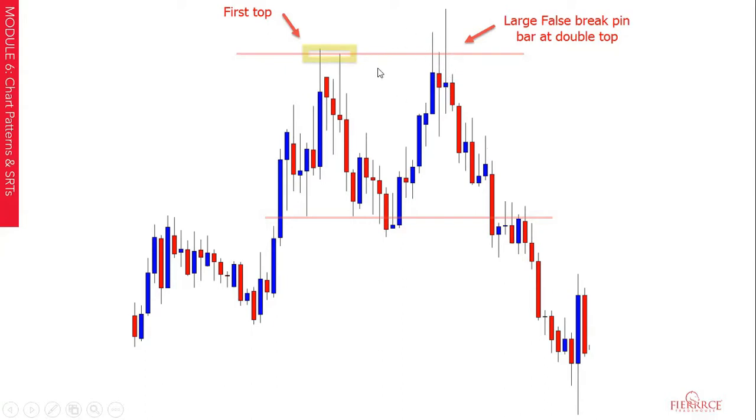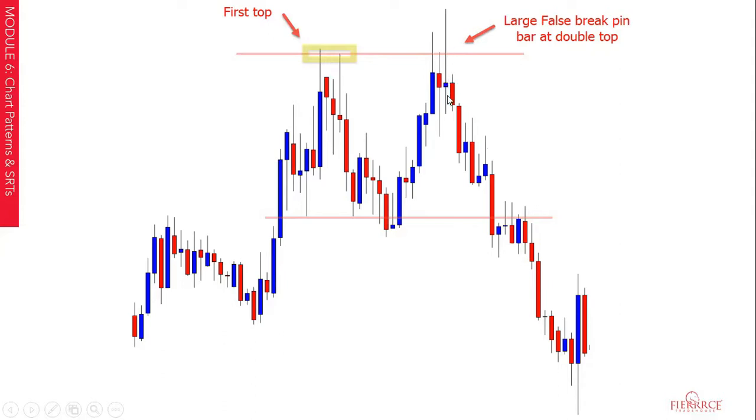We see rejection here, and then again we begin to see rejection, but then this candle comes and totally removes all these other highs on the left, takes them out, and then drops, and forms this pin bar. So this was a false move.